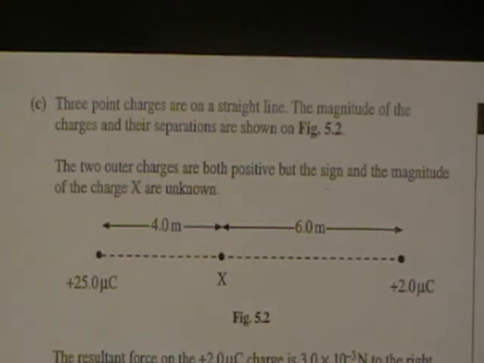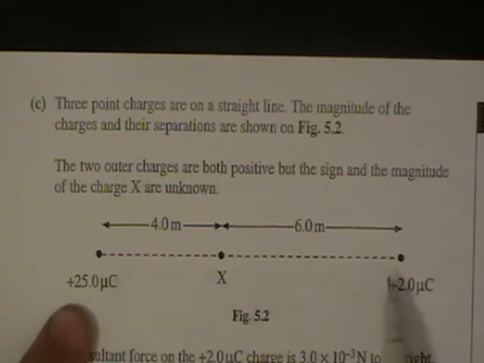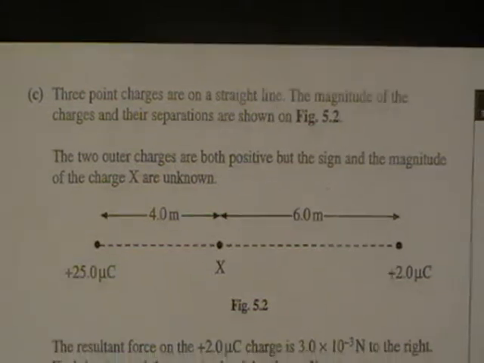The resultant force on the 2 microcoulombs charge is 3 times 10 to the minus 3 to the right. Find the sign and magnitude of the charge x. Alright, so this is going to take us a little bit of working out. But first of all, we're going to work out what force acts on the 2 microcoulombs due to the 25 microcoulombs.